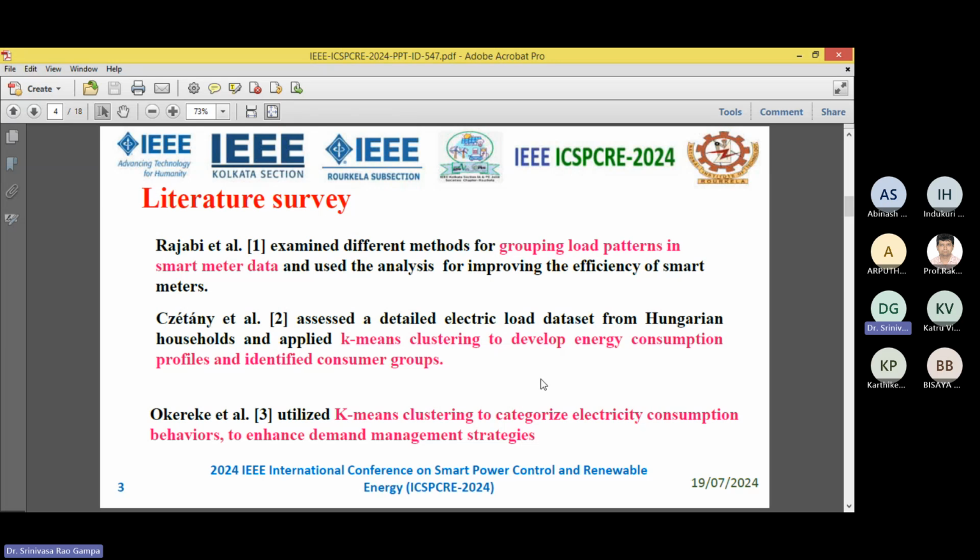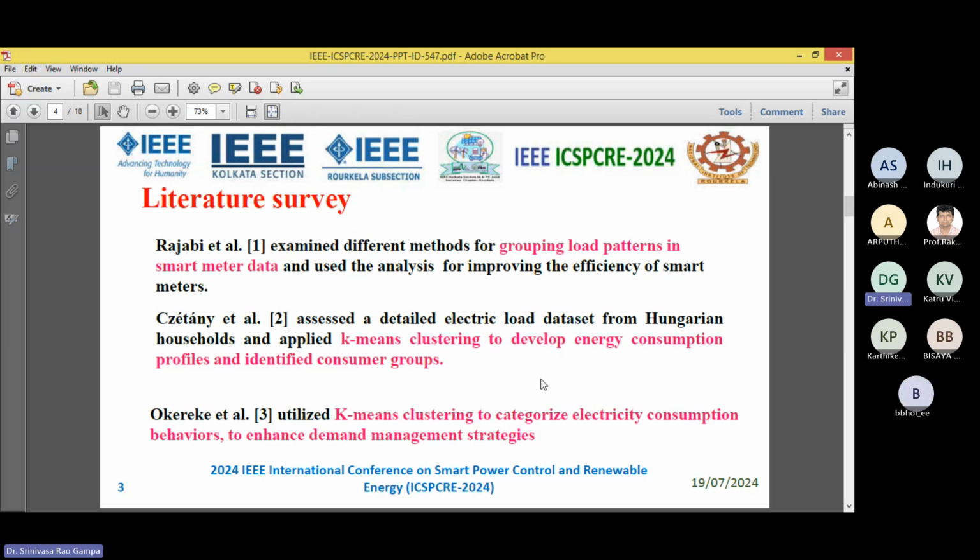So these are the main references for our literature survey. And what we observed from the literature survey is that, so far, the algorithm is mainly used for grouping the load patterns for smart meter data, for charging the people, and K-means clustering to develop energy consumption profiles and identify consumer groups, especially for smart meter applications. And sometimes they use it for demand management strategies also.